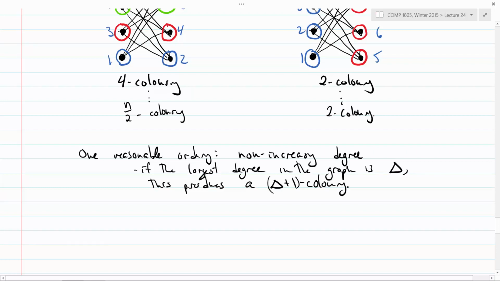I'm not going to prove it, but that's what you get. So if you order the vertices in non-increasing order of degree, then you get a coloring that's pretty good as long as the graph does not have huge degree. Because if it has huge degree, then this isn't that great. If the graph has degree n over 2, then this gives you an n over 2 coloring. Now, maybe you couldn't do better, but maybe you could have. Okay? So that's everything I have to say about graph coloring.